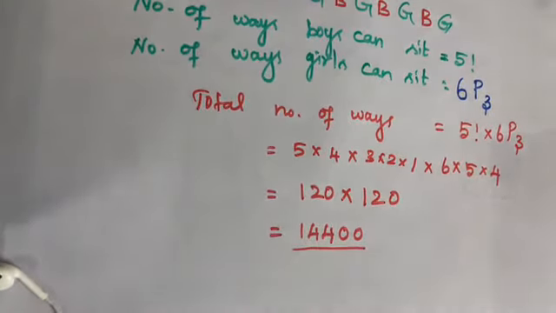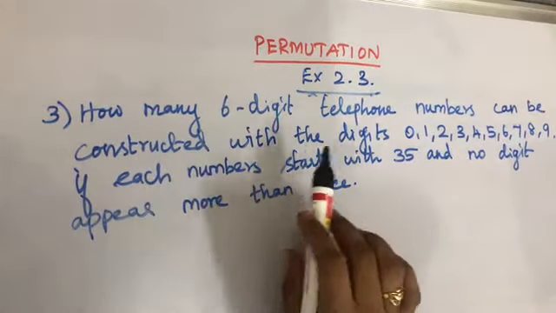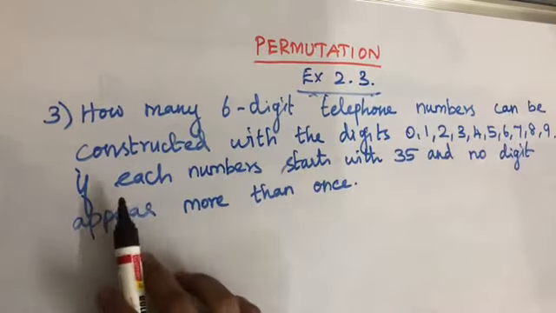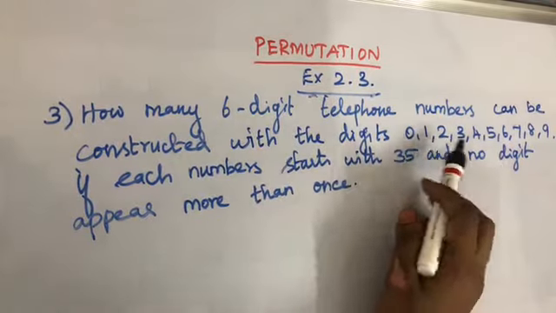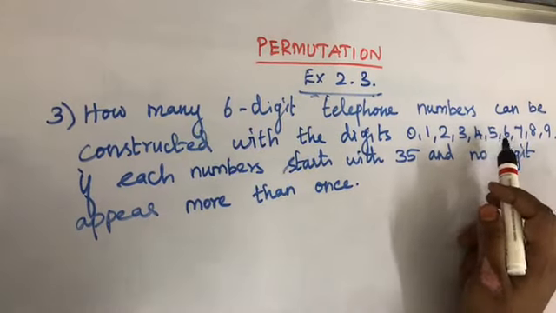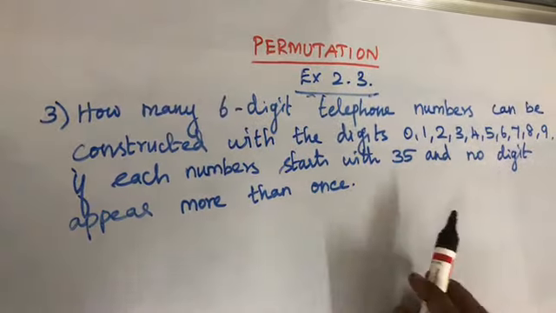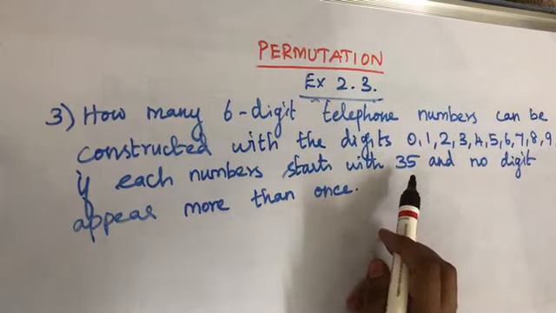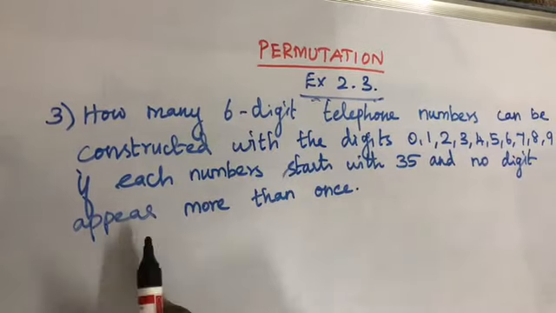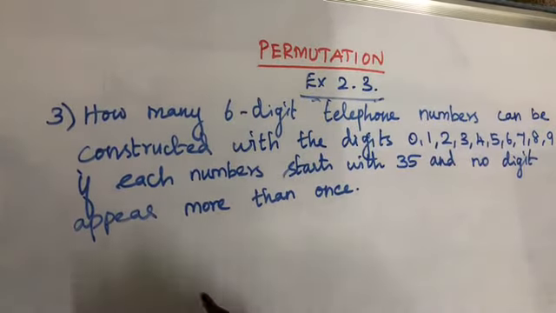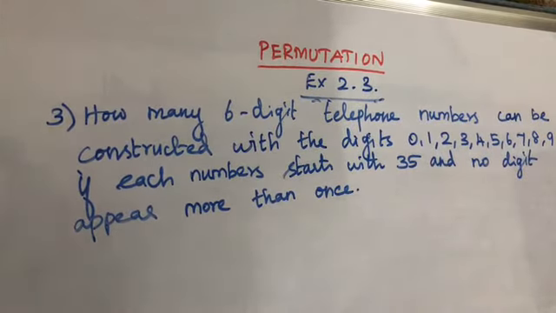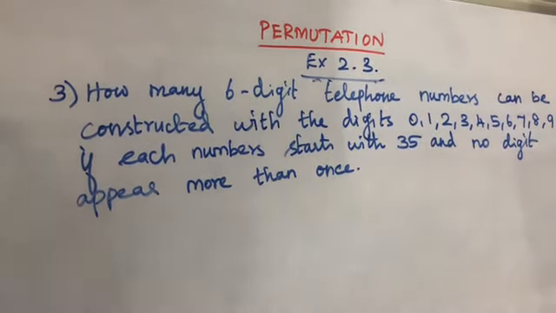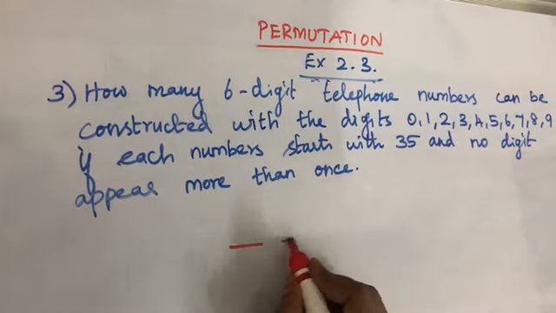14,400. How many 6-digit telephone numbers can be constructed with the digits 0, 1, 2, 3, 4, 5, 6, 7, 8 and 9 if each number starts with 35 and no digit appears more than once? So 6-digit telephone numbers should be formed.